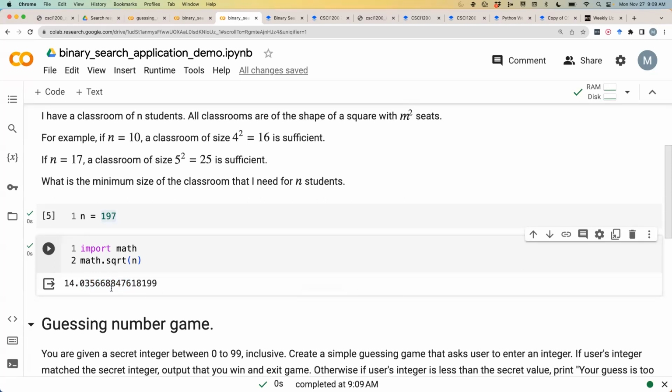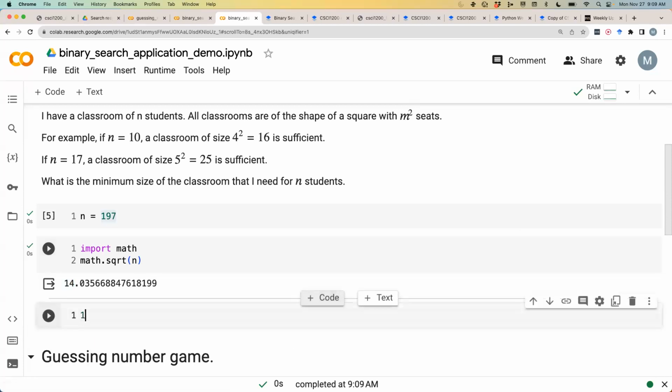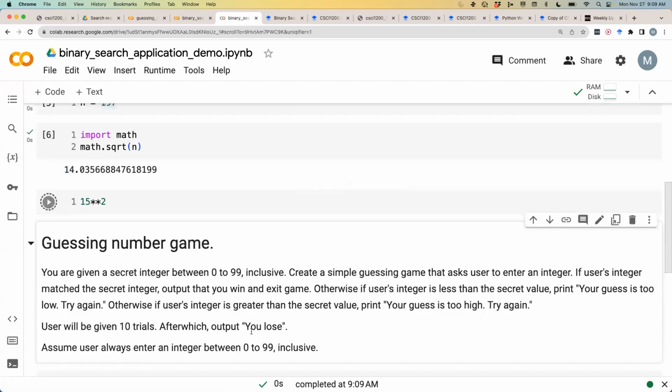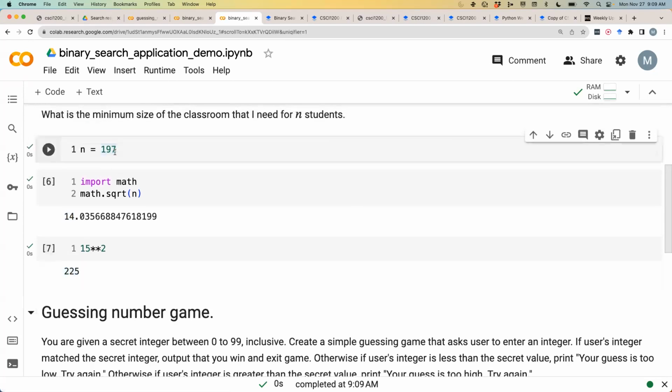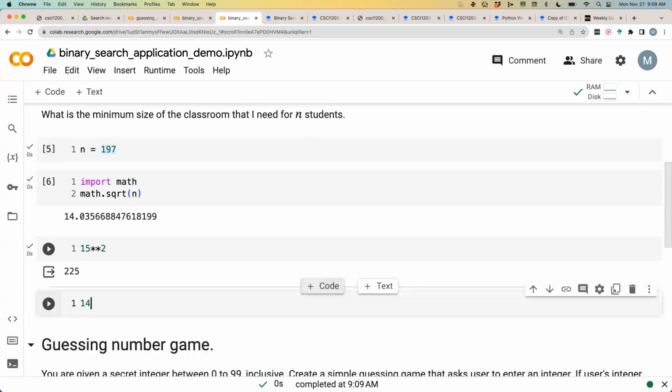So a length 15 square. You give me this number of seats that can accommodate 197 students. Okay, now can we do it lower, say 14 squared?